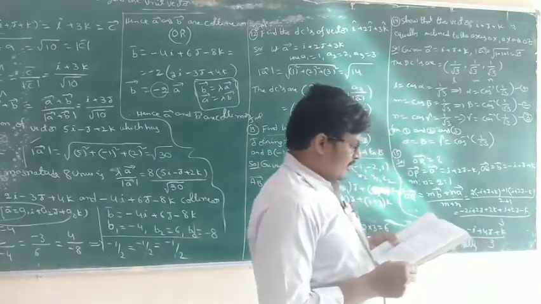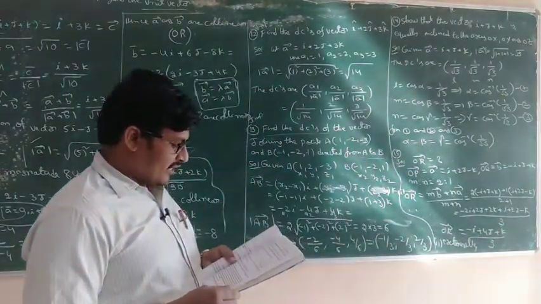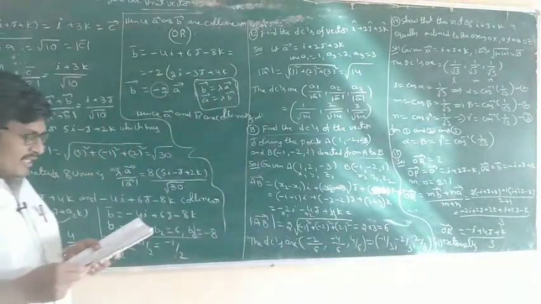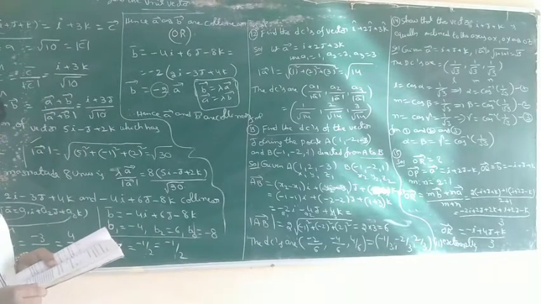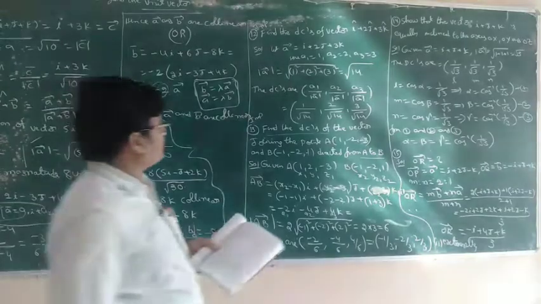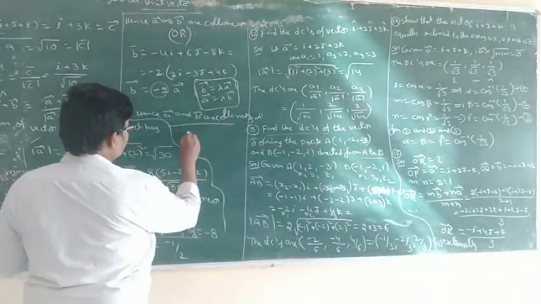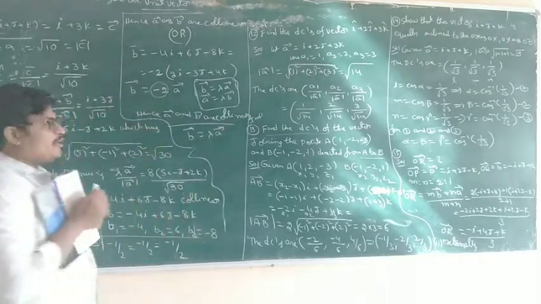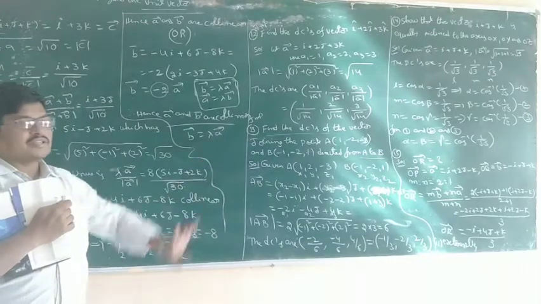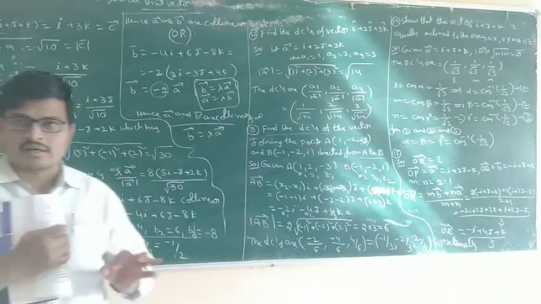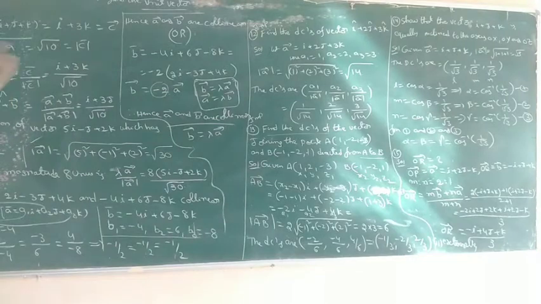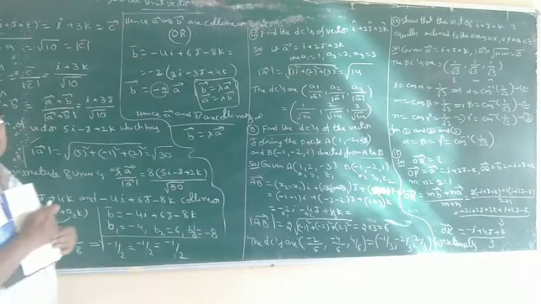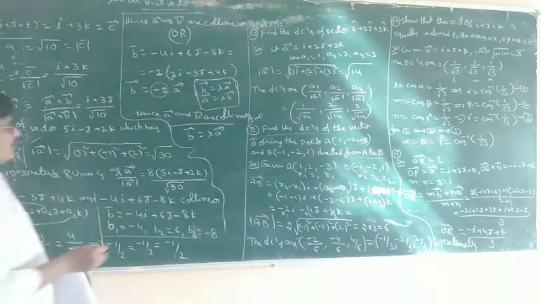If A bar and B bar are two collinear vectors, then which of the following are incorrect? Which one is incorrect, wrong? B bar is equal to lambda into A bar. B bar equal to lambda into A bar means these two vectors are collinear. Already completed. B bar is equal to lambda into A bar, or A bar is equal to lambda into B bar, also collinear. This is correct.